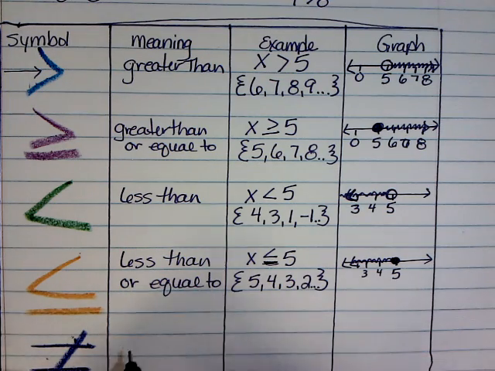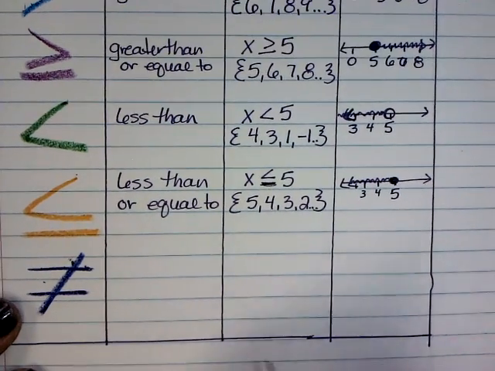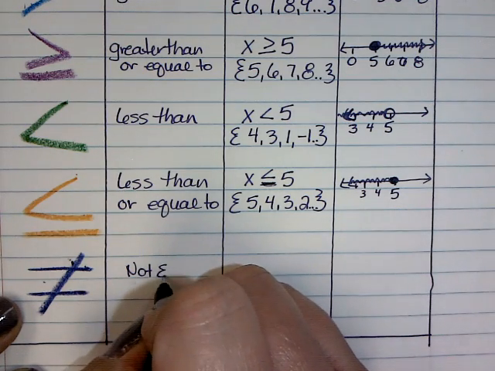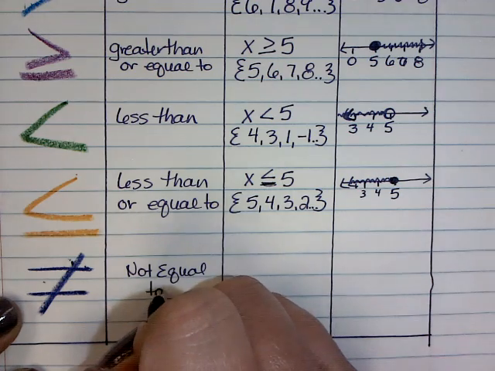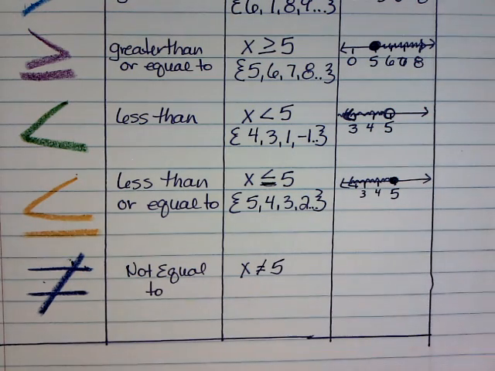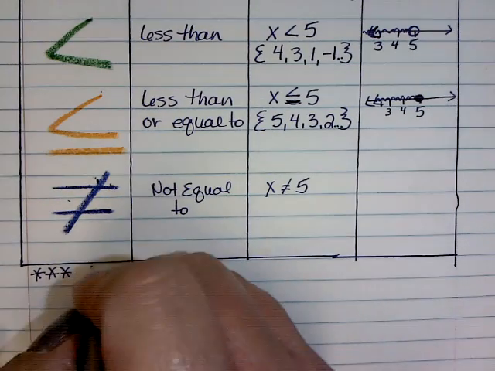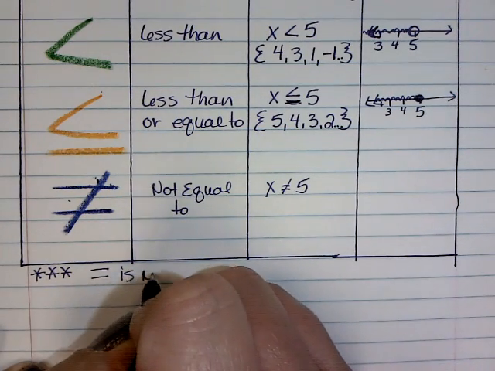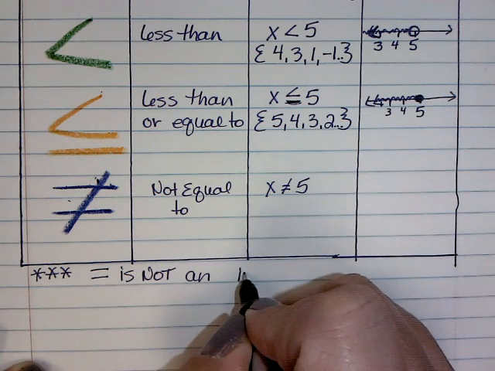My next symbol, let me move that up a little bit, is not equal to. This would say that x does not equal 5. And I'm just going to leave it as that. Okay? Any questions about any of this, please jot them down in the margins and then we can talk about it when I get back on Monday. I want to make sure that everybody understands, so put a couple stars here, that this is not an inequality.